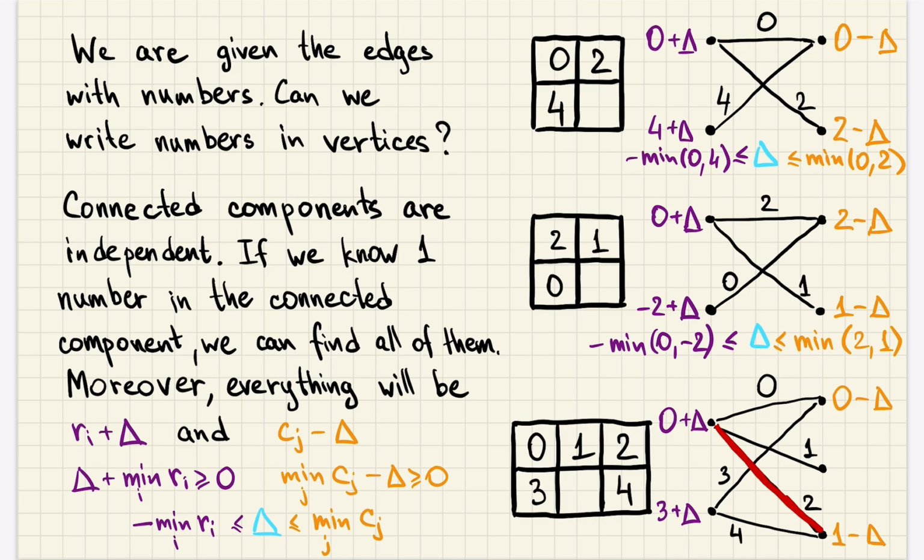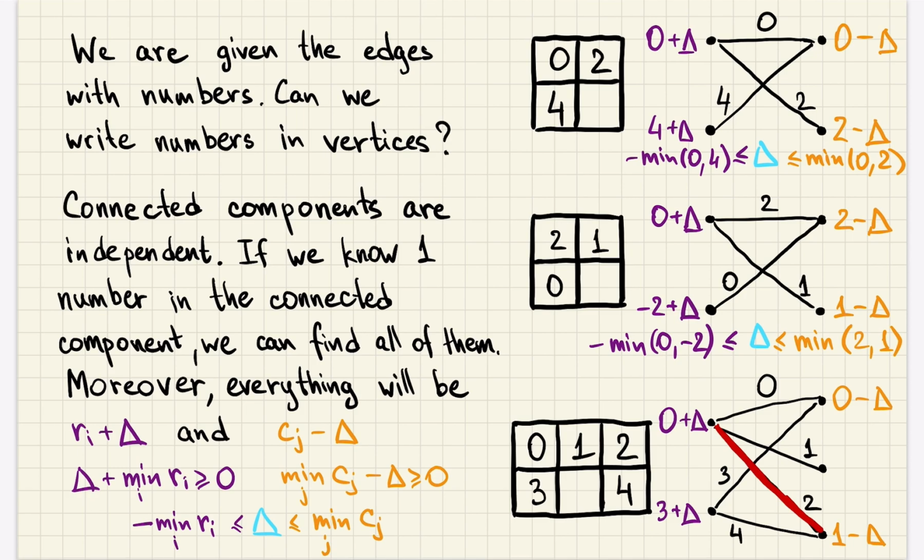So if we start in the left part, all the vertices in the left part will have some value plus delta, and all the vertices in the right part will have some value minus delta. So for every connected component, we choose any vertex, put 0 plus delta there, then traverse the graph using DFS and find which number plus delta or number minus delta should be written in each vertex.